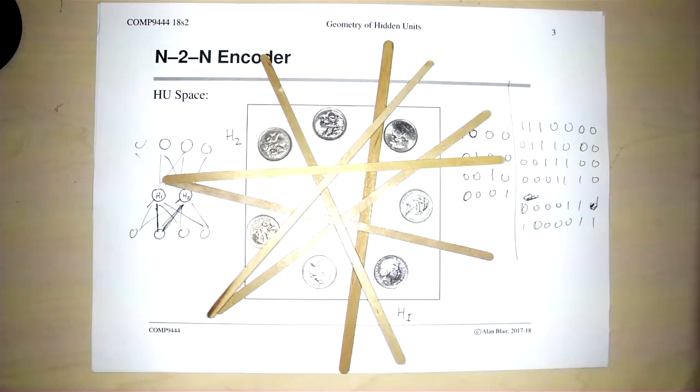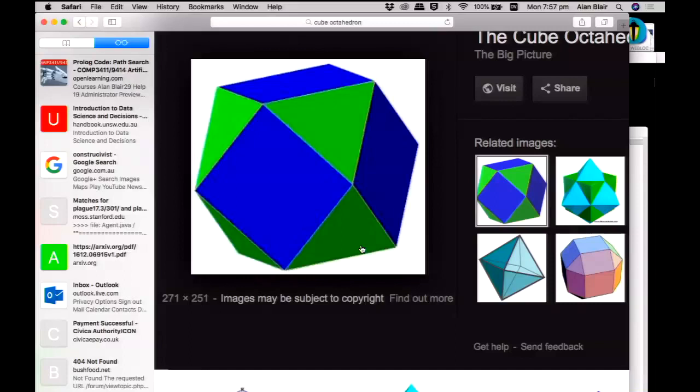So I should have brought a picture of this, but I think it would form something called a cuboctahedron. Let me Google this. Yeah, there we go. Sorry, we're going to go back to the computer anyway. Yeah, this might help you to visualize this.